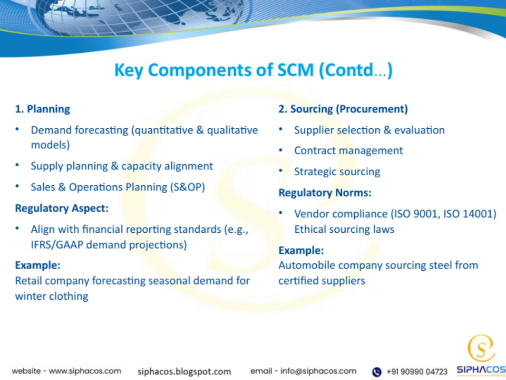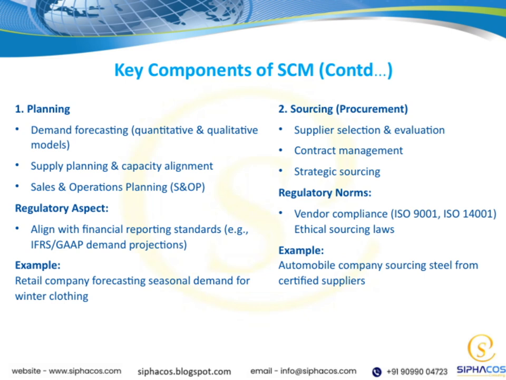We must ensure vendor compliance with standards like ISO 9001 for quality management and ISO 14001 for environmental management. Ethical sourcing laws also come into play, emphasizing responsible and sustainable practices. For example, an automobile company sourcing steel might choose suppliers who are certified and adhere to these standards, ensuring quality and ethical responsibility.